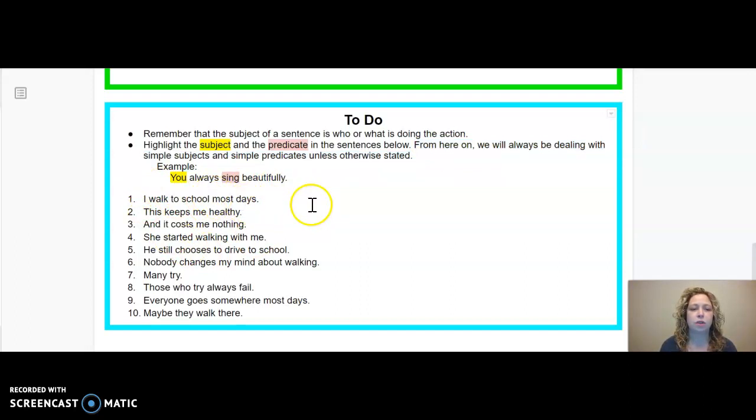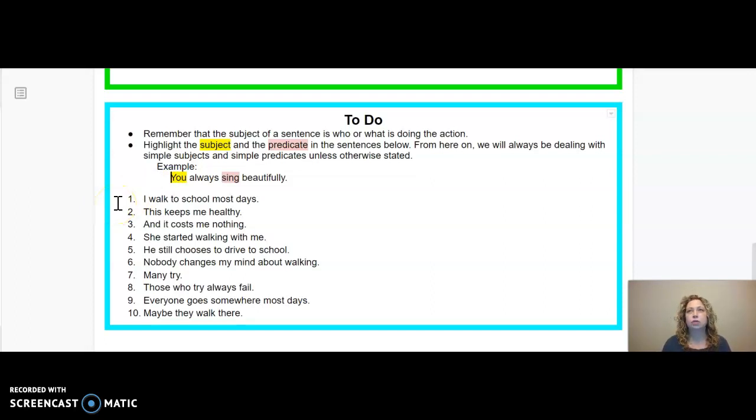So let's look at this first example here. You always sing beautifully. You is our subject. Who or what is doing the action is the subject, and the predicate is what action they're doing. So here the action is sing, right? So that's our predicate. And then the person, place, thing, which is a noun or a pronoun, is you.